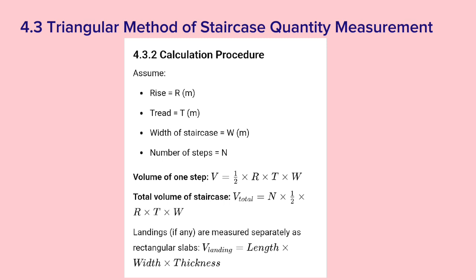Formula: triangular method. Let R be the rise of one step, T be the tread of one step, W be the width of the staircase, N be the total number of steps. Volume of one step: 1/2 multiplied by rise multiplied by tread multiplied by width. Total volume of staircase: number of steps multiplied by 1/2 multiplied by rise multiplied by tread multiplied by width. Landings are calculated separately as length multiplied by width multiplied by thickness.